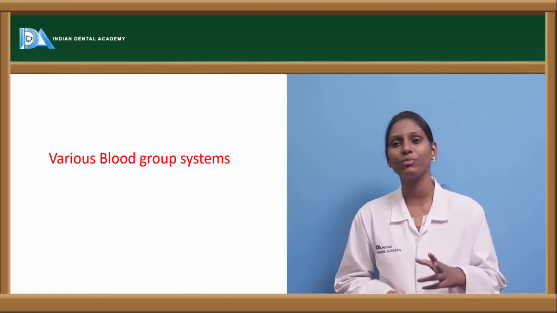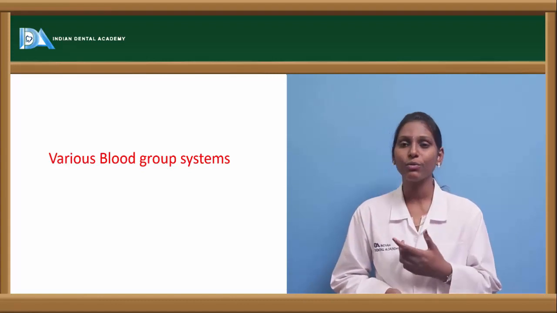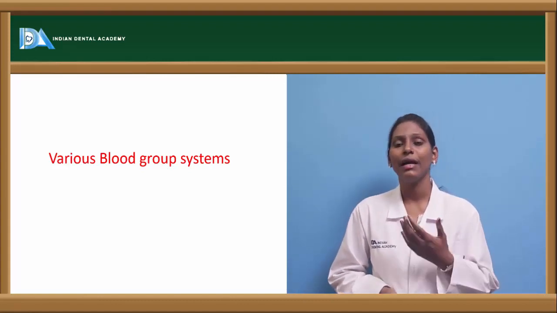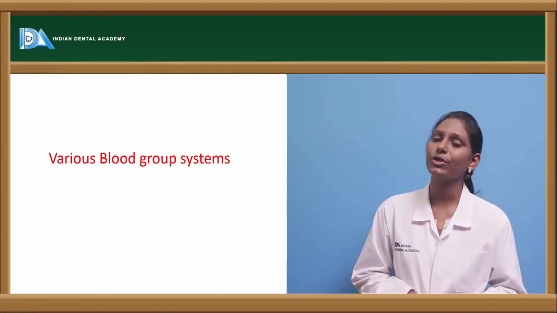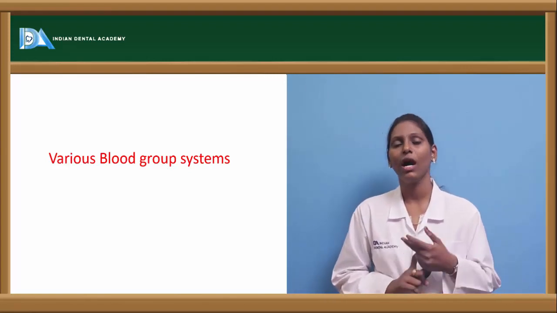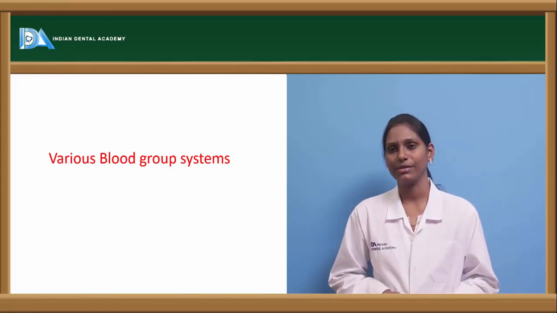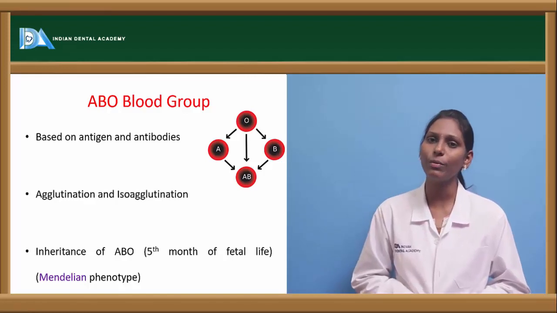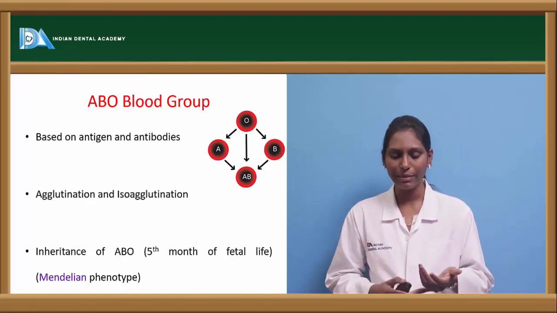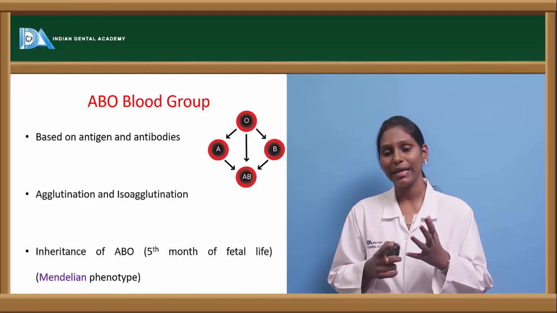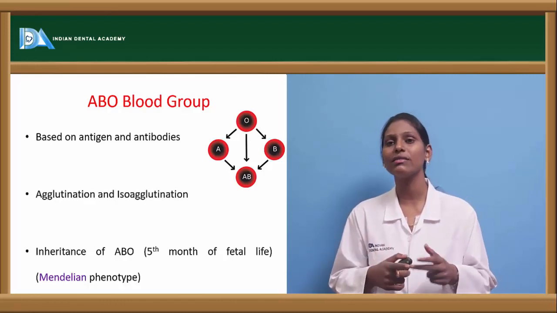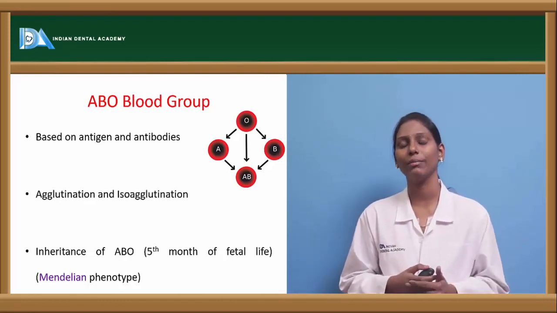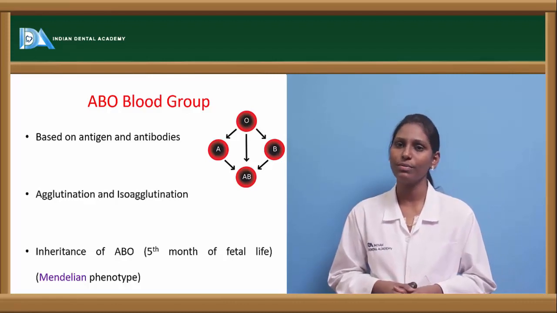About 20, more than 20 blood group systems are present. However, among them, the ABO blood group system and the Rh system are the most commonly followed ones. Coming to the ABO blood group, it is A blood group, B blood group. Actually, A antigen, B antigen, and O is where there is no antigen at all on the RBC. Okay, this is the ABO blood group system.